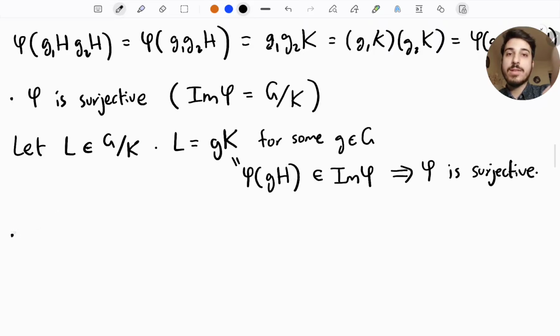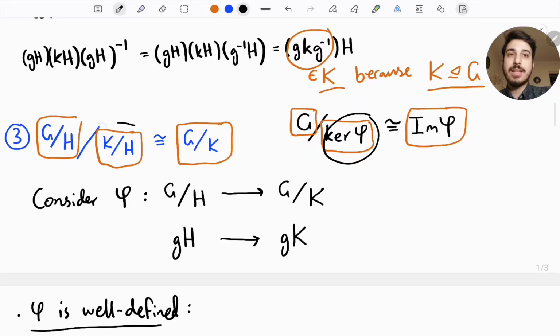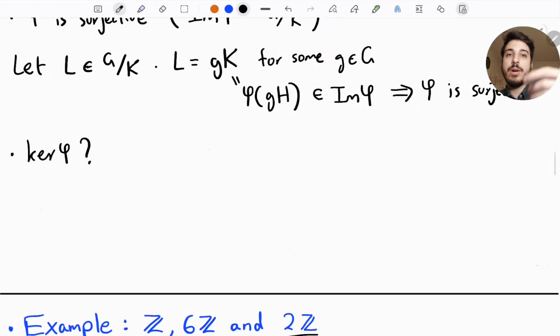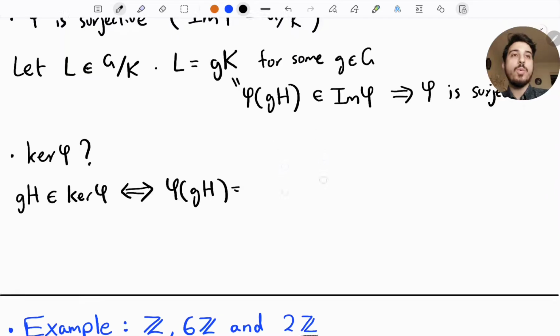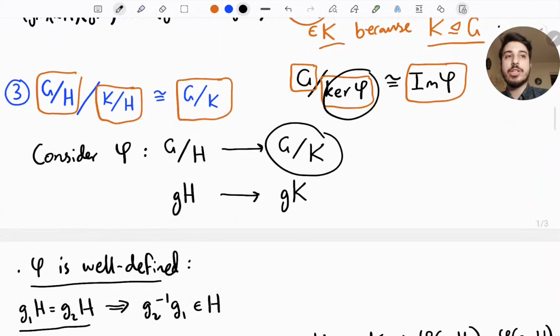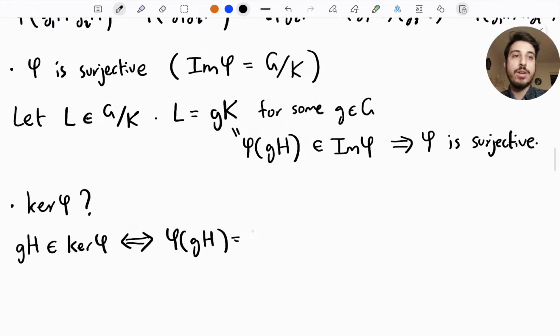The last thing is to study what the kernel of phi looks like. We hope to see that the kernel of phi is exactly equal to K/H. Now, what happens if we study an element in the kernel of phi, gH being an element in ker phi? This is true if and only if you apply phi to gH, you get back the identity. What does the identity look like in G/K? Remember, G/K is the set of cosets, and the identity coset is just 1K, or K.